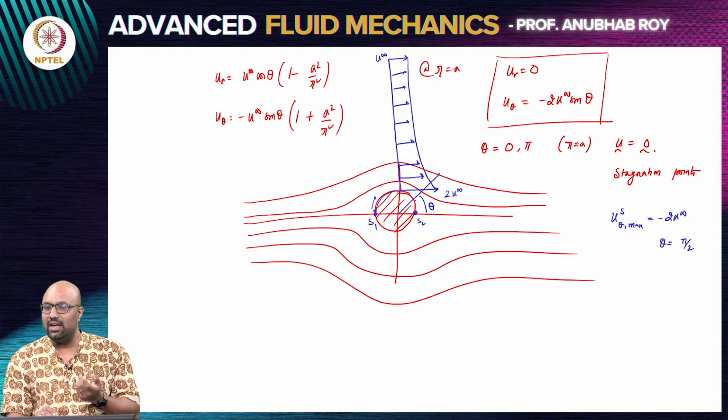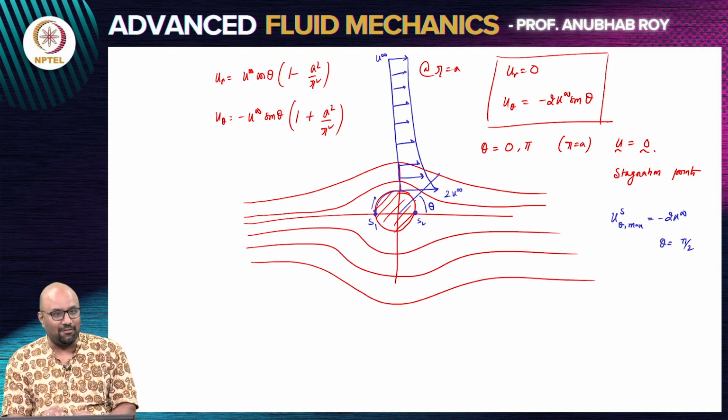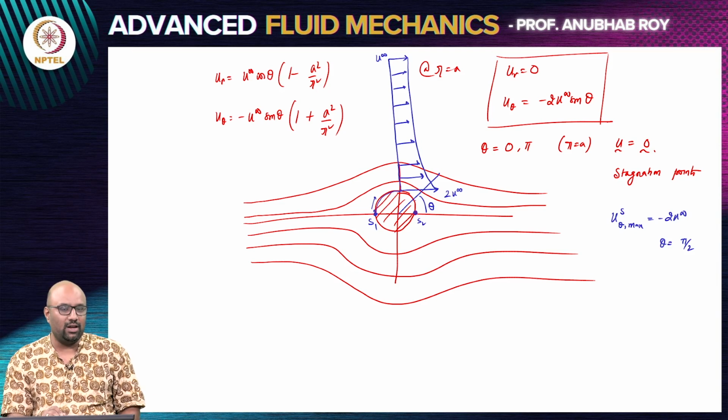So, how do we get the variation of pressure? How do we get pressure from this? All this picture that we have here is purely a picture of velocity, but we also need pressure. Without pressure, we can't move forward and do anything meaningful out of this. So, what is our approach to getting pressure?